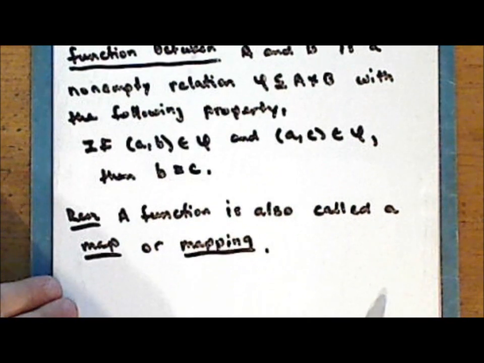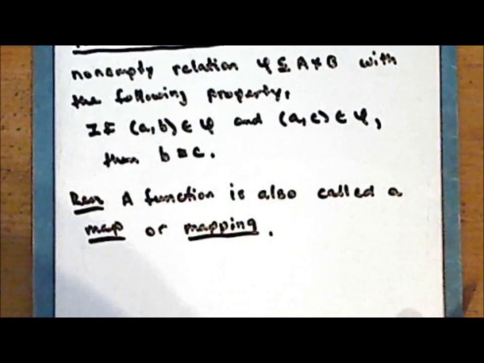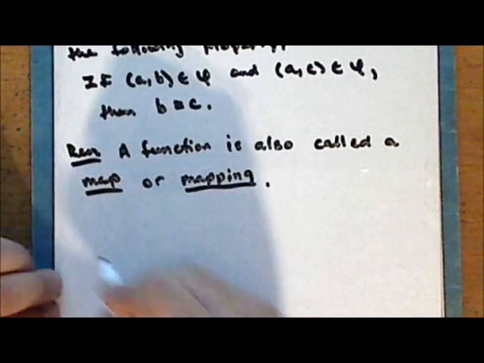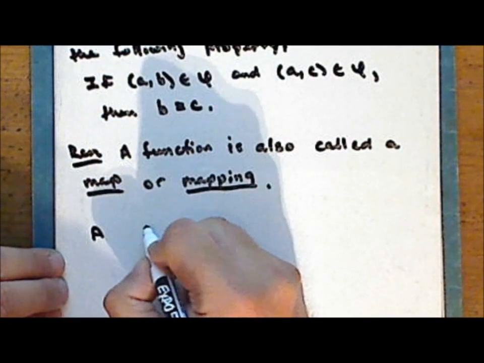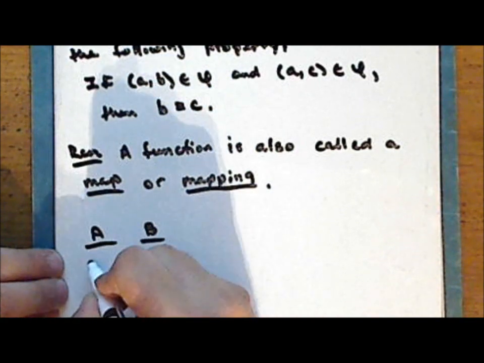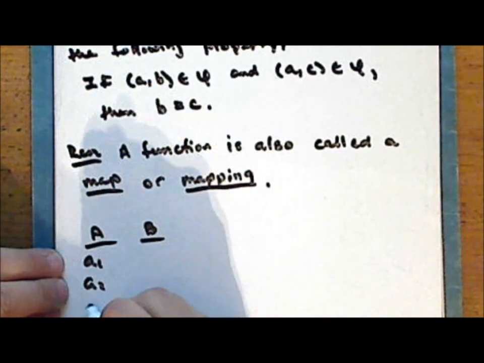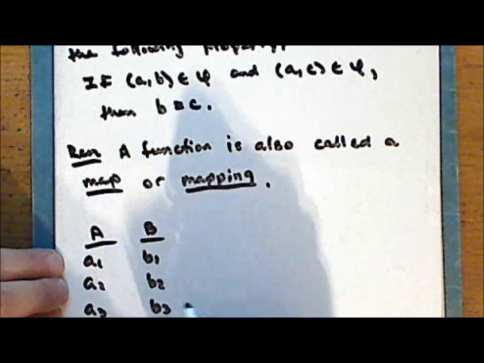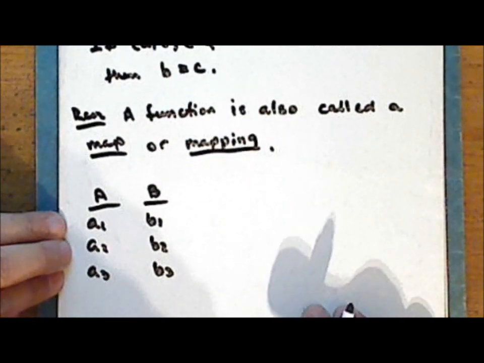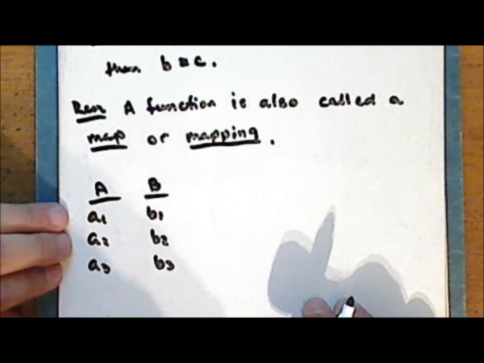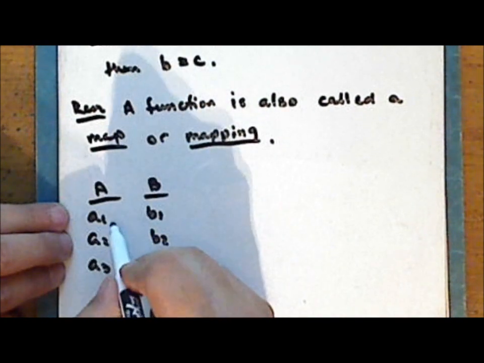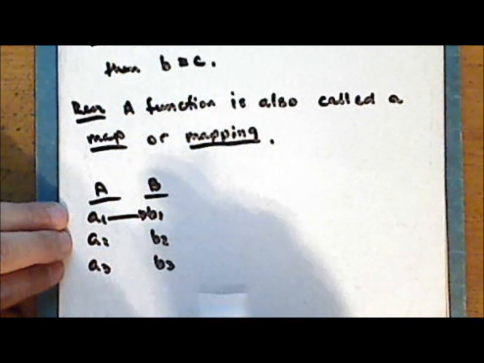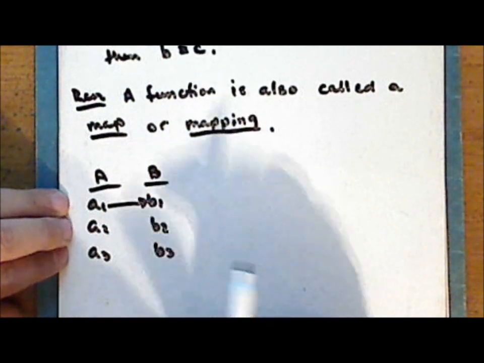And this terminology allows us to more clearly distinguish between a relation that is a function and a relation that is not a function. So let's look at a simple map diagram. So for a relation to be a function, we must have that an element in the first set is mapped to a single element in the second set.